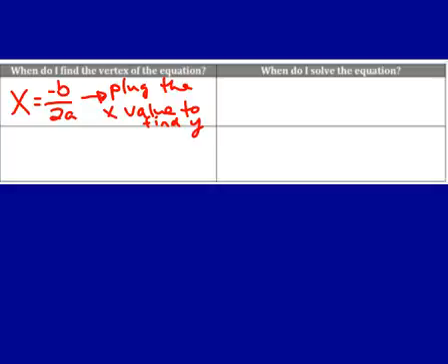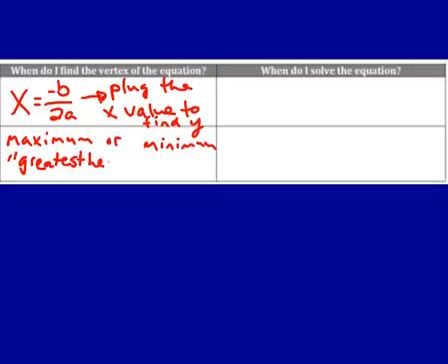Now, when are we going to do this? When you read a question and it talks about the maximum or minimum, if it is the greatest height or the least amount, pick out those words: greatest, least, max, min. That's when you need to find the vertex.